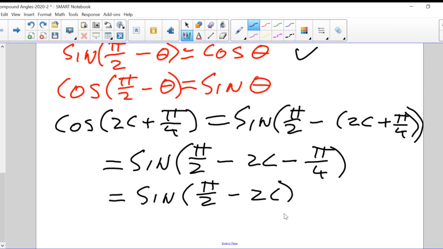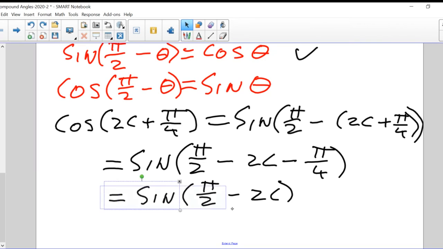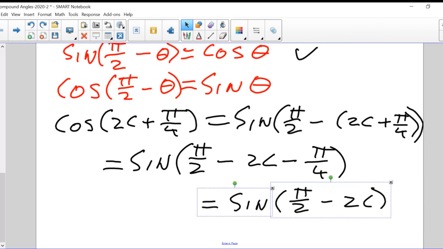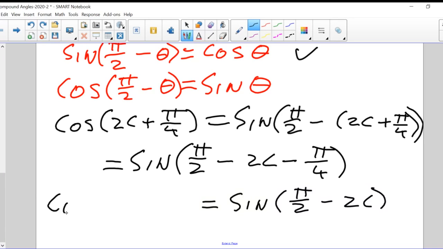And so far, we're at the point where we took the cosine of, in fact, I'm going to move this whole thing over here, and remind you that all of this that we are now writing as the sine of pi over 2 minus 2c is the same thing as the cosine, what we had initially, of 2c plus pi over 4. That's what all of this was. We just made it equal to something else, but these two things are exactly equal to each other. The cosine of 2c plus pi over 4 is equal to the sine of pi over 2 minus 2c.